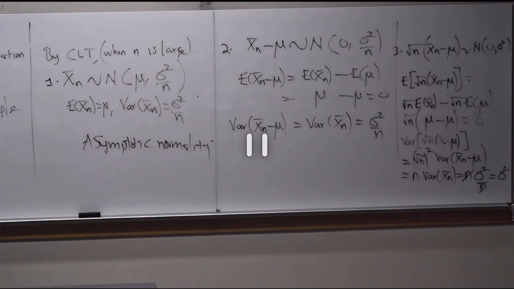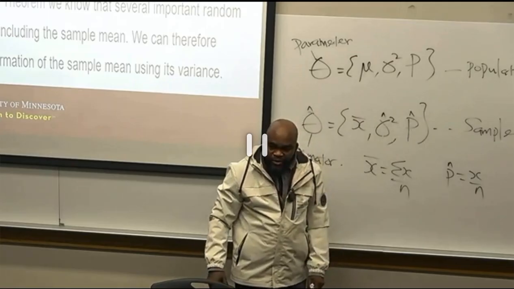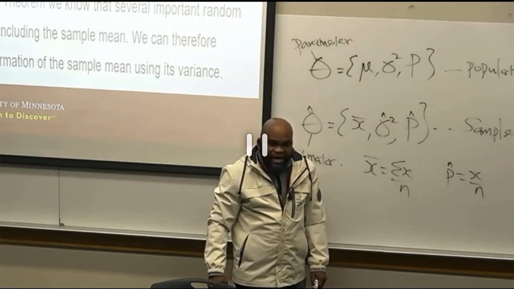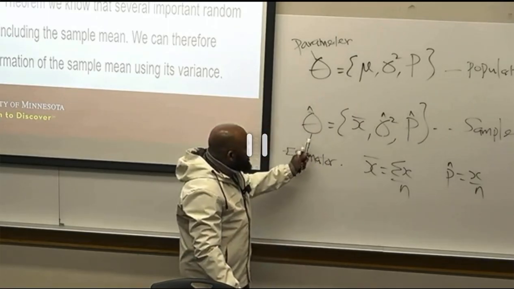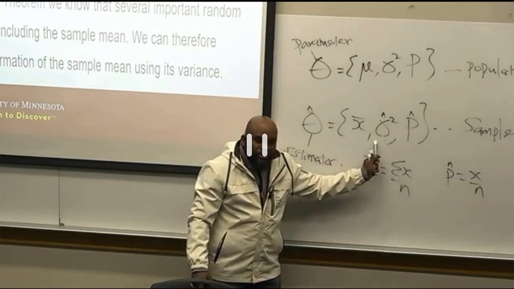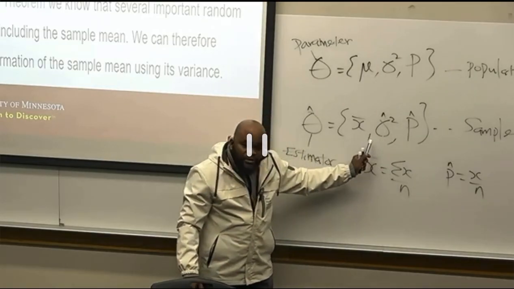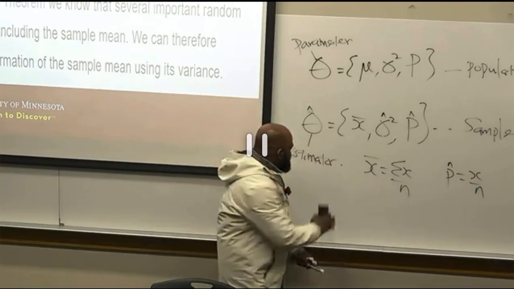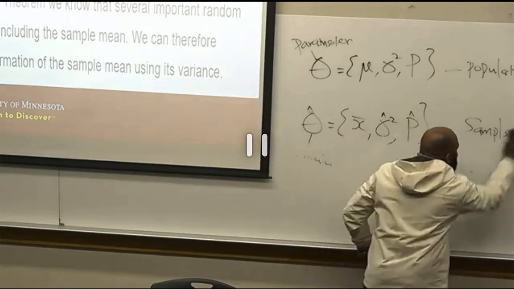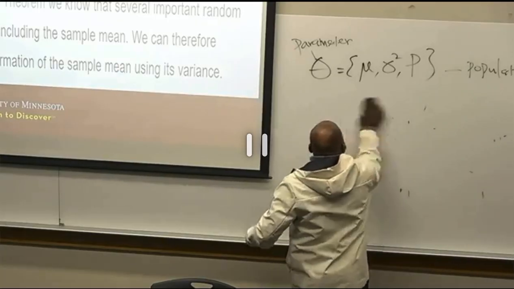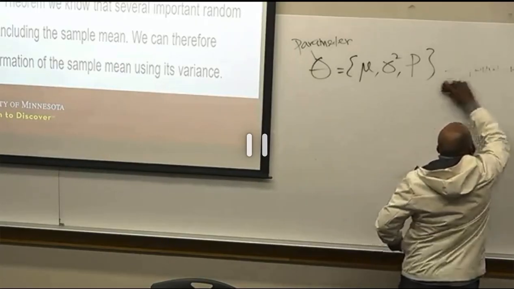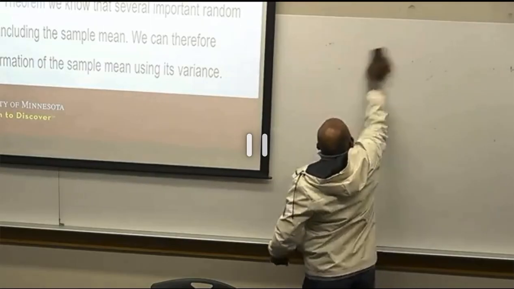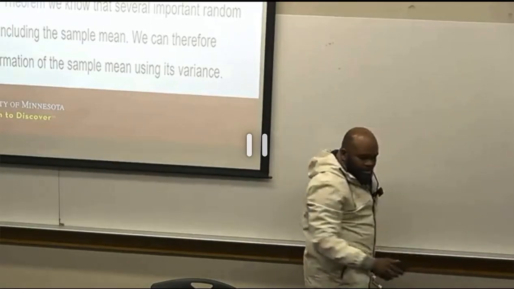What you have here is a parameter. Parameters are true values. They are constant. They are not subject to variation. But what I have here is an estimator. Estimators are random variables. They are subject to variation. I just want you to know that. Okay, now, back to the delta method.